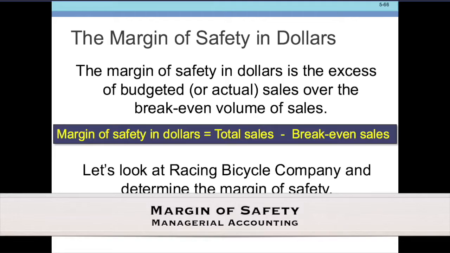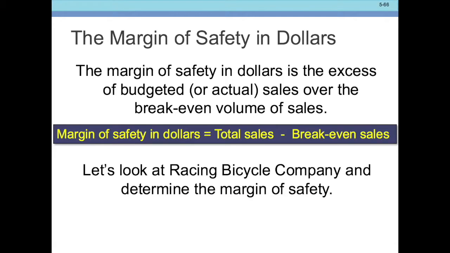So when you think of margin of safety, margin of safety in dollars is total sales minus break-even sales. If we look at that with regard to the bicycle company, we just did a margin of safety of 900 bicycles. 400 is break even, 900 was our target goal. So the margin of safety was 500 bicycles. That would be an easy way to look at that.